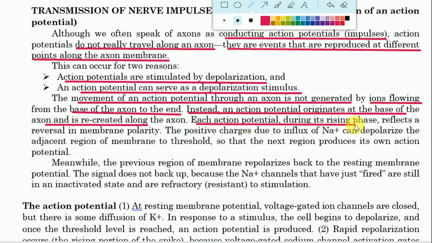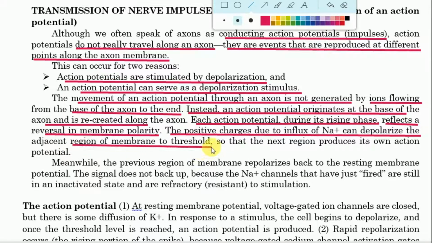So each action potential during its rising phase reflects a reversal in the membrane polarity. The rising phase of the action potential means the membrane undergoes depolarization. That means the inside becomes positive, outside becomes negative. And the positive charges due to influx of sodium can depolarize the adjacent region of the membrane to threshold. Kwa positive charge inayokuwa kwenye action potential moja kutokana na kuingia kwa sodium, hiyo inasababisha depolarization ya next portion of the axon, so that the next region produces its own action potential.